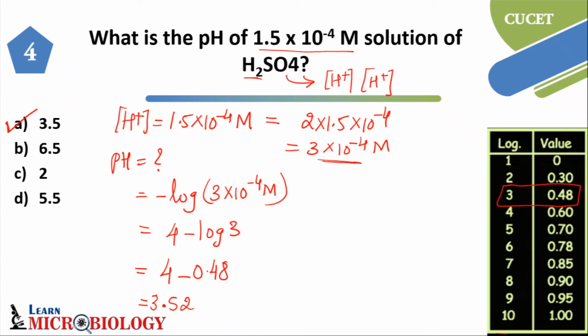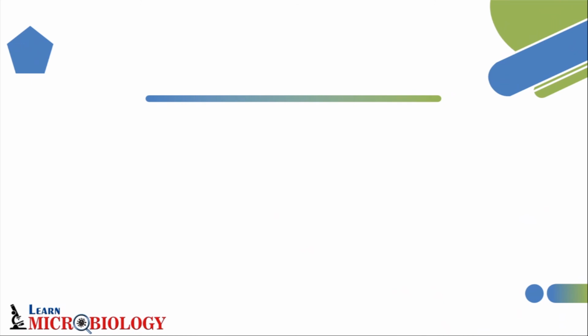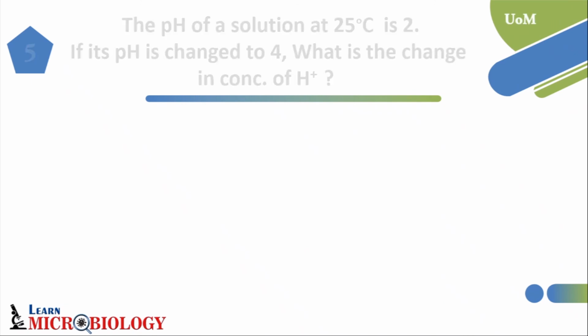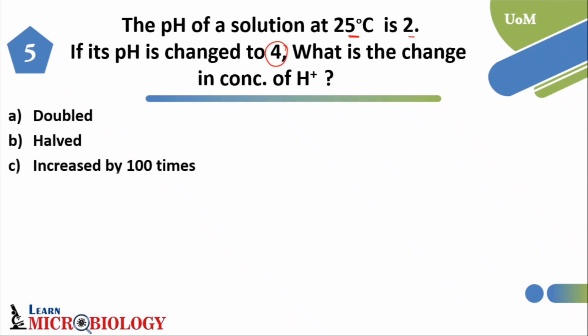Okay, I hope you all are understanding and you will be able to solve such questions. Let's take one more question. Question number 5. If the pH of a solution at 25 degrees Celsius, that is room temperature, is 2 and you change it to 4, what is the change in the concentration of H+?